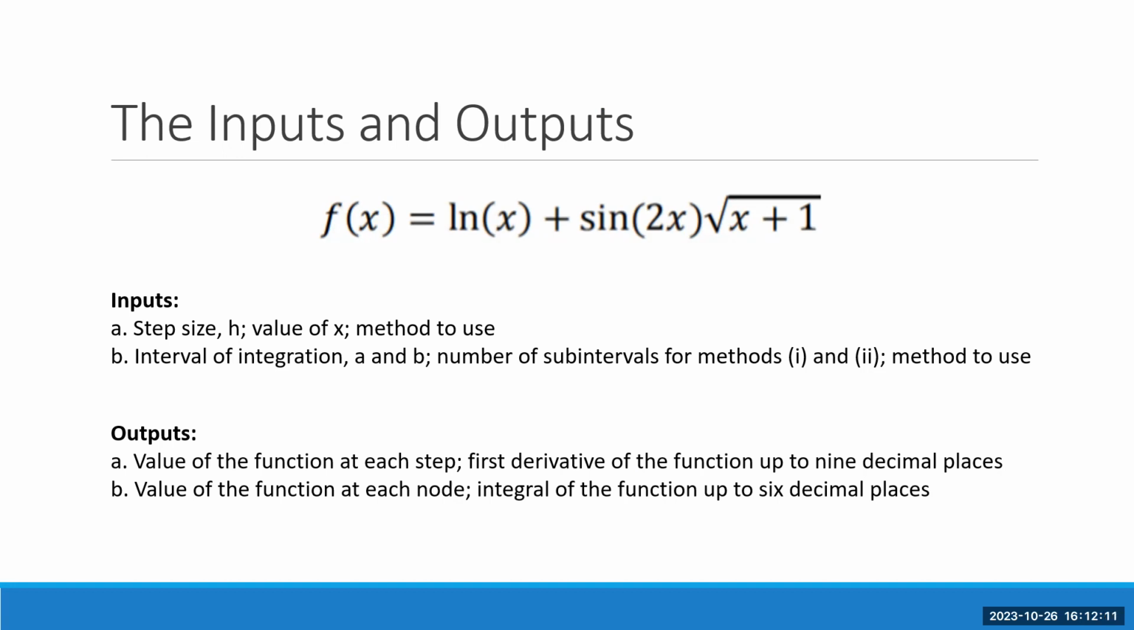In terms of outputs, we anticipate the following. For the first task, the value of the function at each step and the first derivative of the function up to 9 decimal places. And for the second task, the value of the function at each node and the integral of the function up to 6 decimal places.